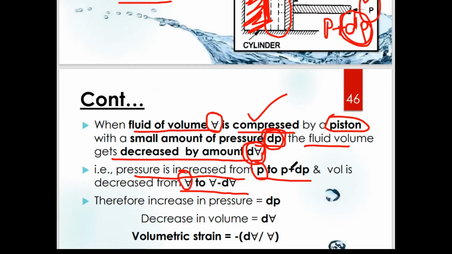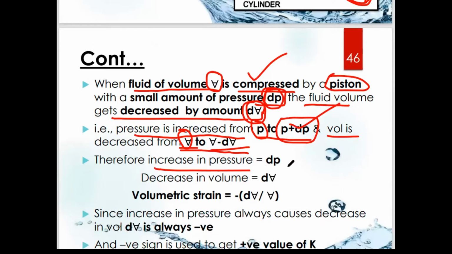Initially the pressure was P and the volume was V. When you apply a small amount of pressure, it becomes P plus dP, and the volume of the fluid is compressed from V to V minus dV. So the increase in pressure is dP, and the decrease in volume is dV. Volumetric strain is what? The general definition of strain is the change in length to original length, or change in volume to original volume. The change in volume is dV and the original volume is V. So volumetric strain is minus dV divided by V.